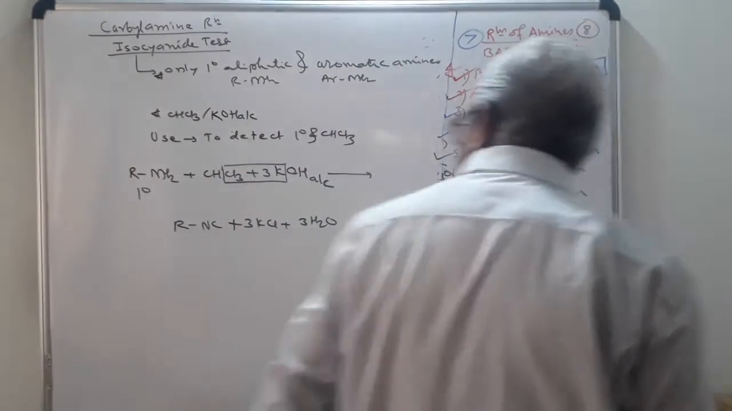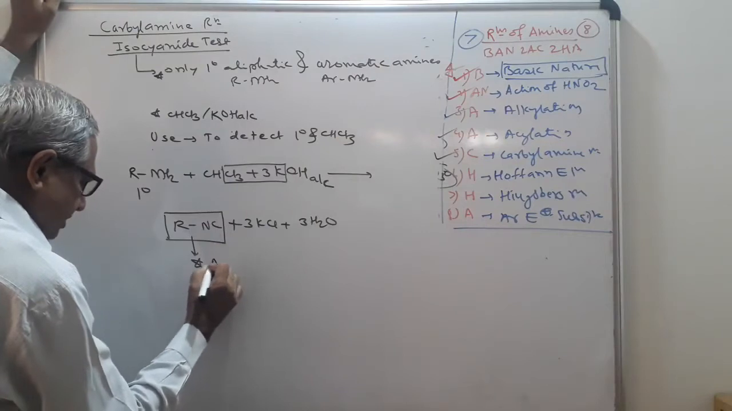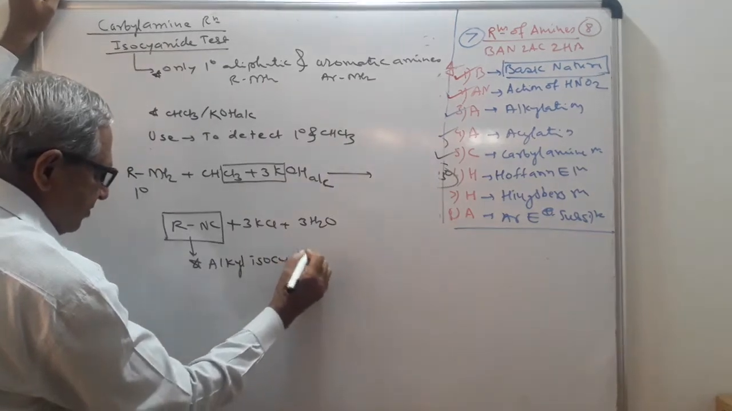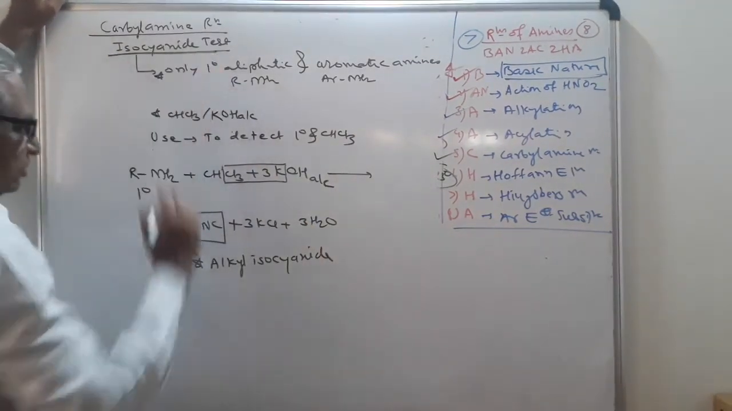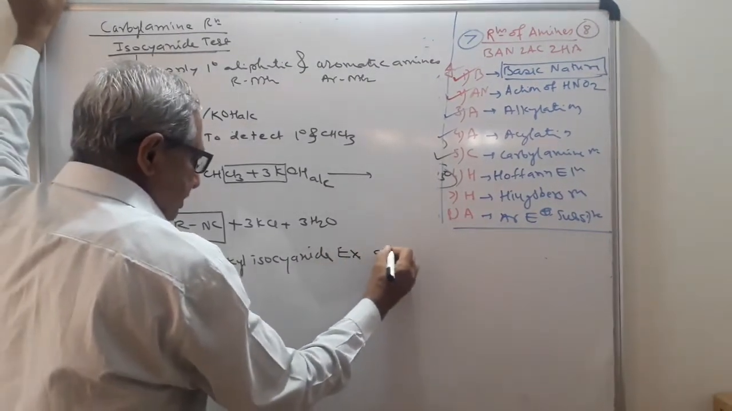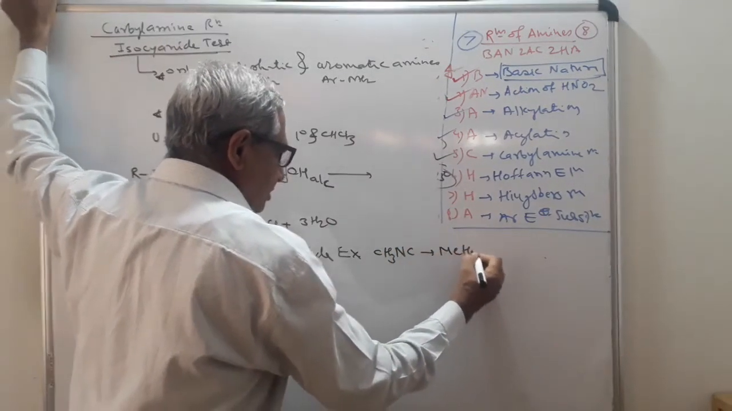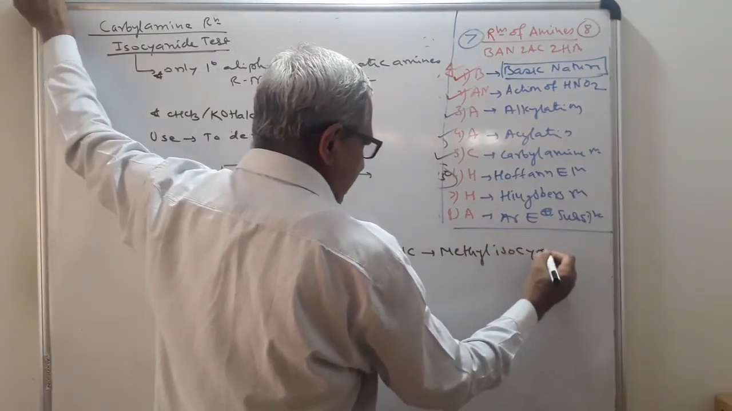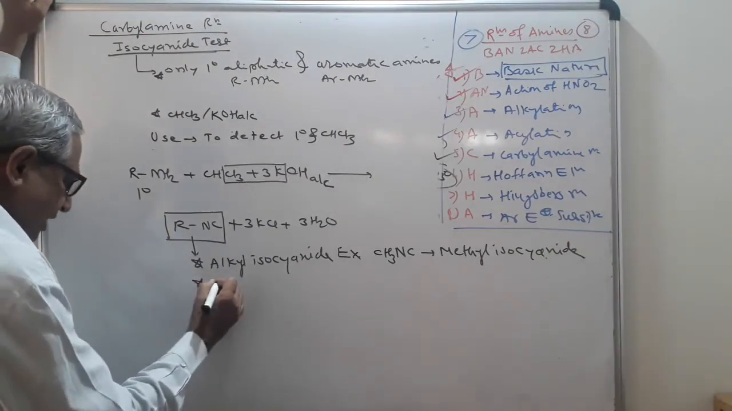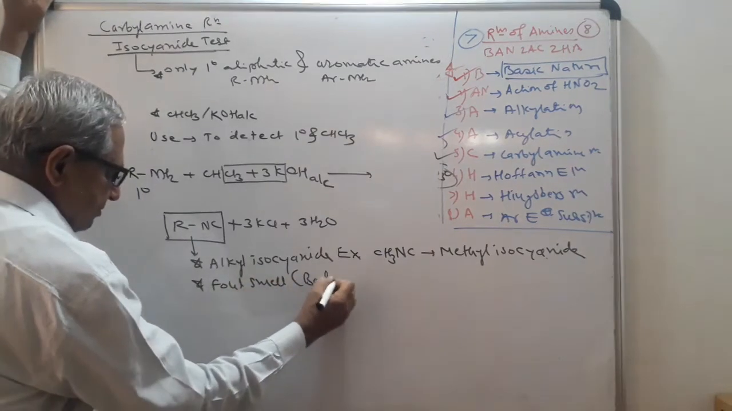Now see the important question on the RNC. This is known as alkyl isocyanide and therefore this is also called isocyanide. Suppose R is equal to CH3, I will give the example. It can be written as CH3NC. It is known as methyl isocyanide. So this is the important point here. Second question, it has a foul smell, that is a bad smell.